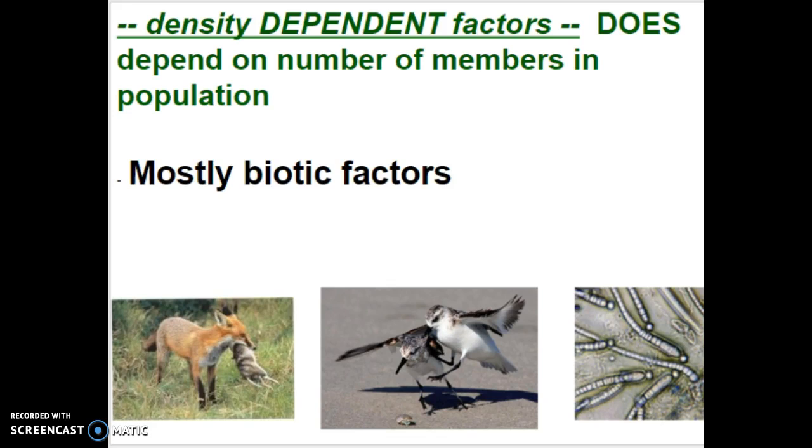Disease is also another type of density-dependent factor. If a disease comes through, the more members there are, the more likely those members are to get sick, and the population can be affected in that way.